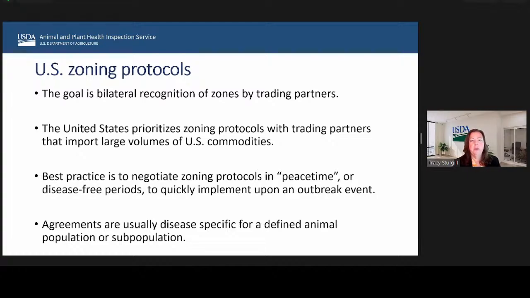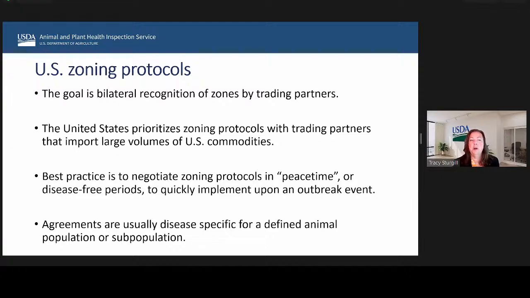And for APHIS, we call these zoning protocols. Now, for us, the goal of a zoning protocol is bilateral recognition of zones by trading partners. And the U.S. prioritizes these zoning protocols with trading partners that import large volumes of U.S. commodities. And of course, the best time to negotiate zoning protocols is during peacetime or before a disease occurs. That way, they can be quickly implemented once a disease outbreak does happen.